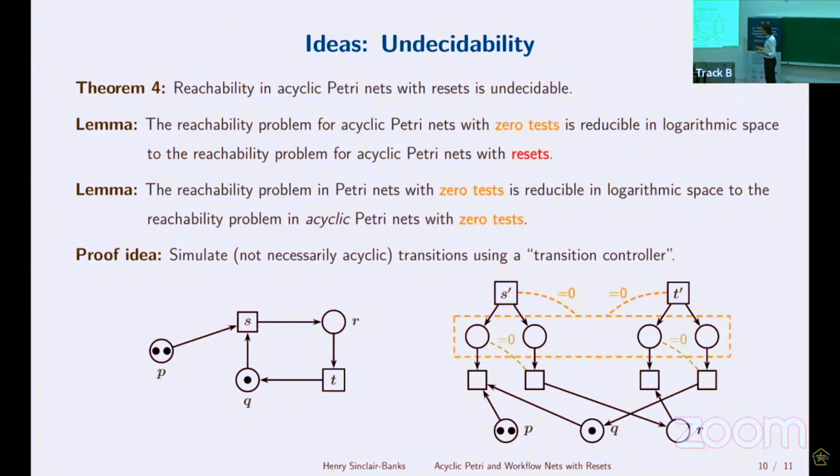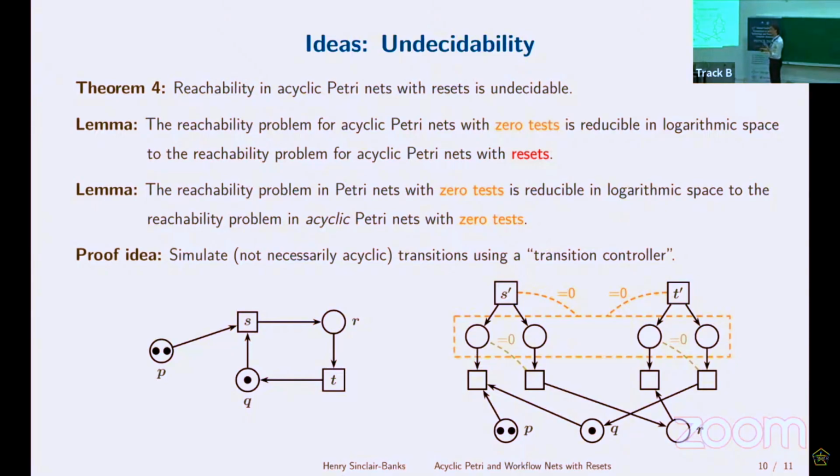And moreover, once you fire S prime, guessing that you're going to fire S, you'll put 2 tokens here. But notice to fire S prime or to fire T prime, you need all of these places to have 0 tokens in them. And so you can only fire them once they're all empty. So you guess S, you put 2 tokens here, you have to fire this transition first, then this transition before you can fire S prime or T prime again to continue. And this thing's always acyclic.